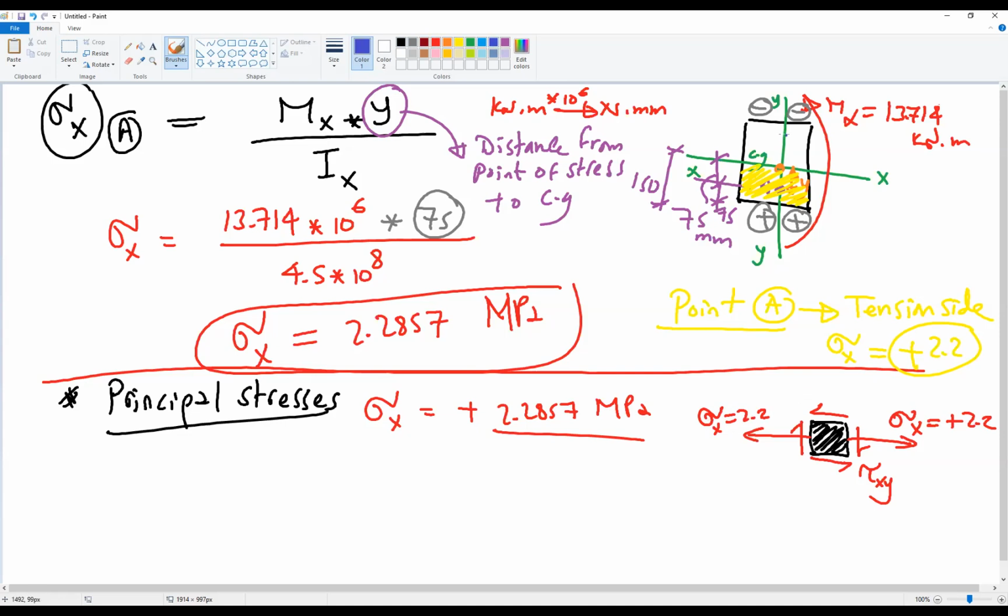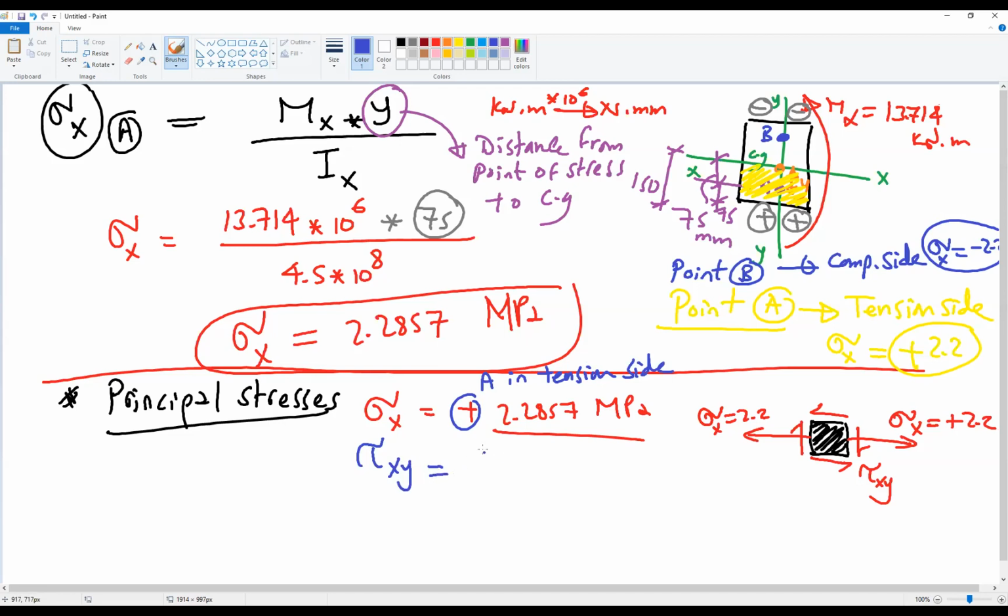If we have a point B here, in another problem or another situation, point B is in the compression side, right? So sigma x will be negative 2.2857. So this sign is positive because A is in the tension side. For tau xy the sign doesn't matter, but tau xy in this case is 0.1286 MPa.